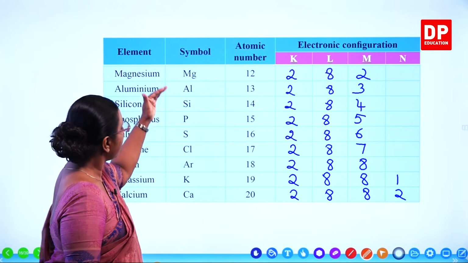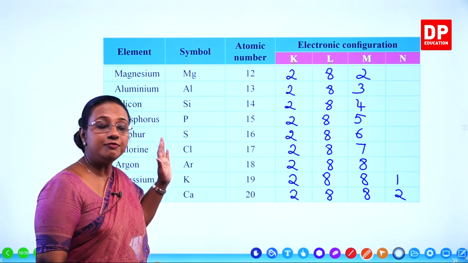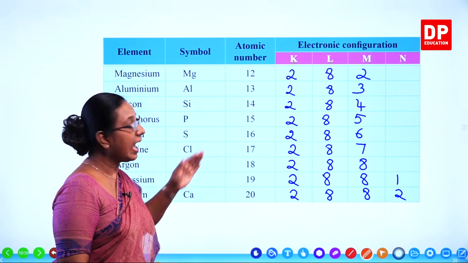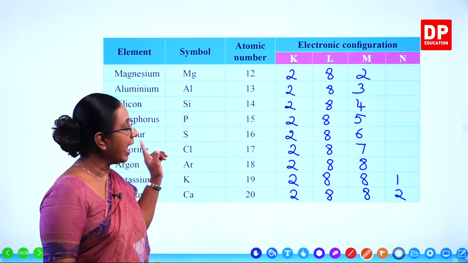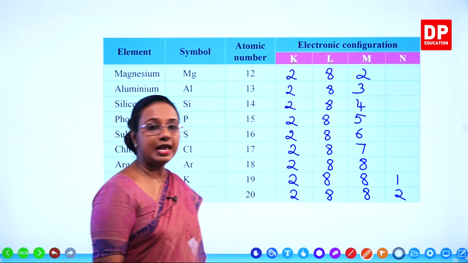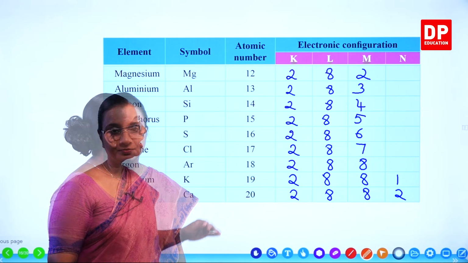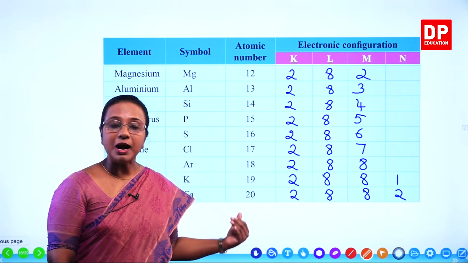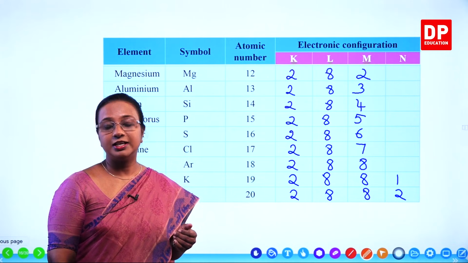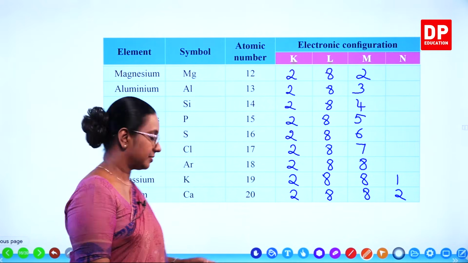Or else, after remembering all the first 20 elements, if they just give you the atomic number, you should know what element that is and also you should be able to write the electronic configuration. So now that you have a very good understanding about writing electronic configurations, we will look at some examples.